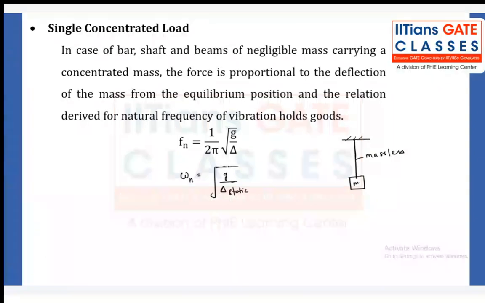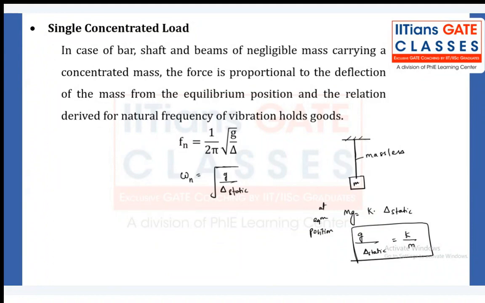It is no surprise. We are getting it from the same equation. At the equilibrium position, mg is equal to k into delta static. So g by delta static can be written as k by m. So the natural frequency, guys, we can write as root of k by m or root of g by delta static.